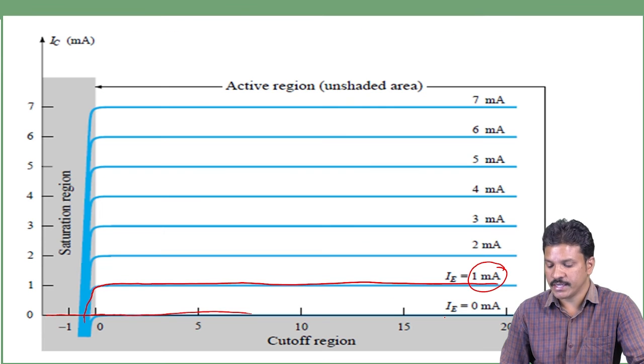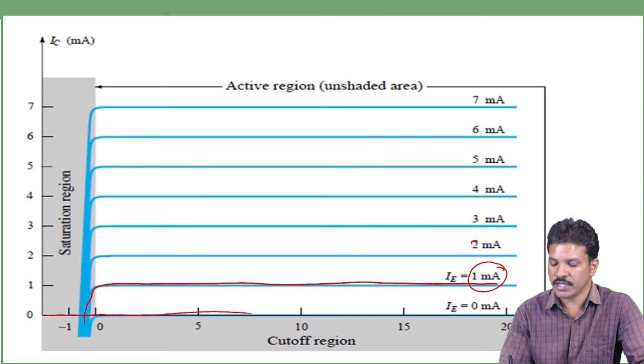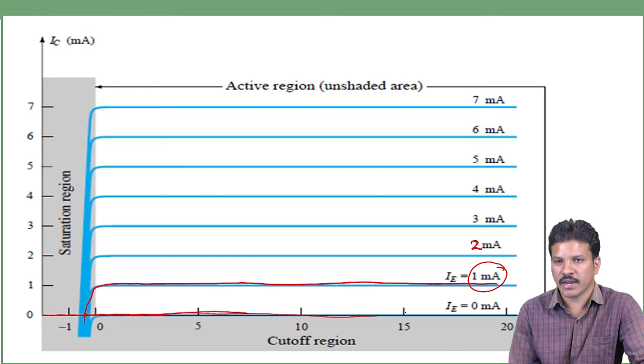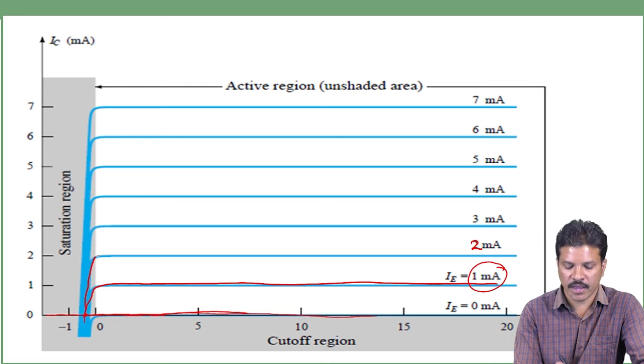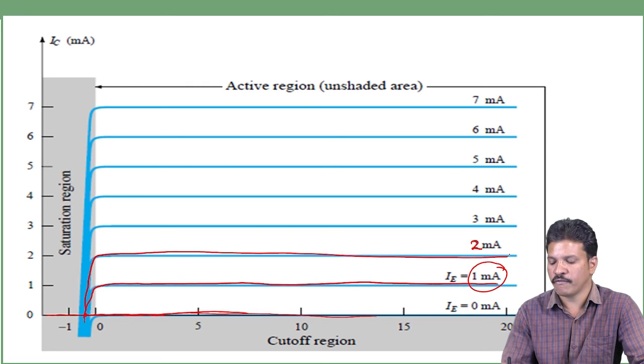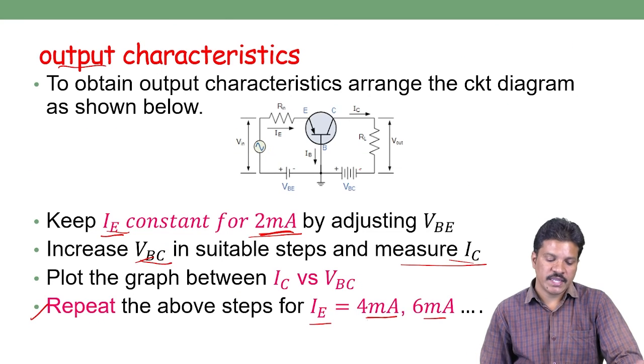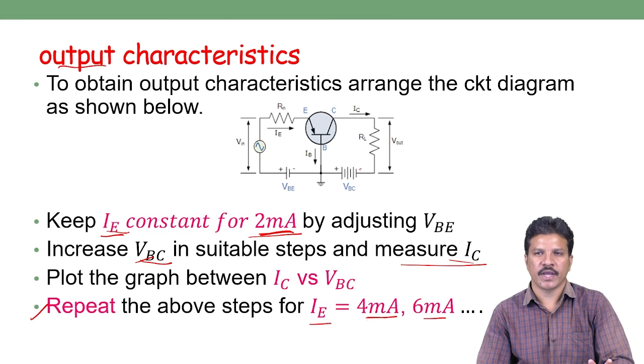By changing the input current to 2 milliampere, again start from 0 collector to base voltage: 0, 0.1, 0.2, 0.3, and then 1, 2, 3, 4, 5, 6, 7, like this. Then you will get the graph for 2 milliampere. So this is the procedure for how to get output characteristics.